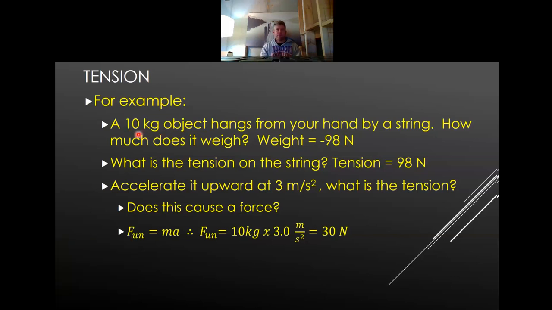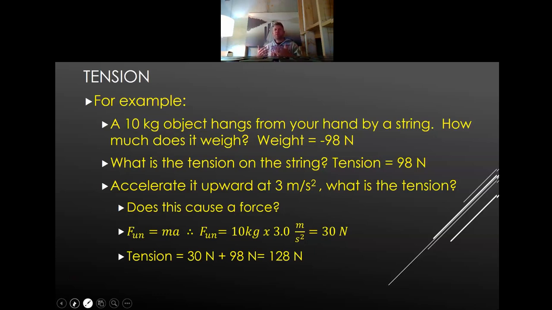All right? This 10 kilograms here times what? Times the acceleration right there. All right? So F_net equals ma, 10 times 3, it gets a 30 Newton force. All right? So then, knowing that, we see our tension here on this thing should be 128 newtons.